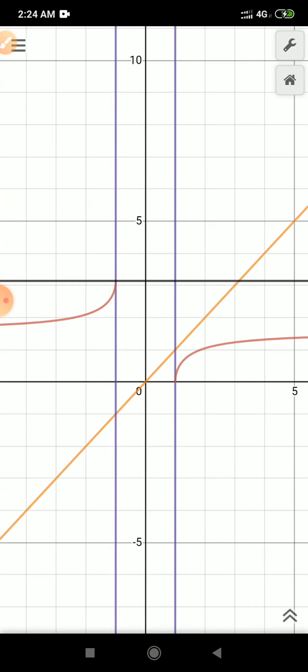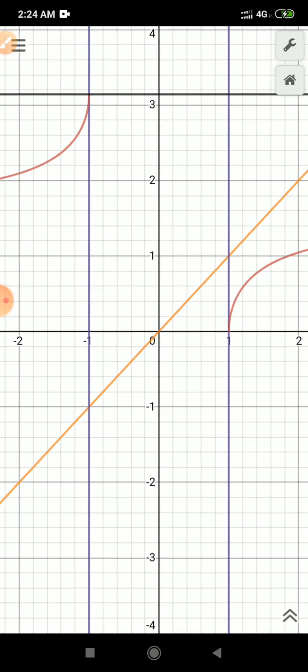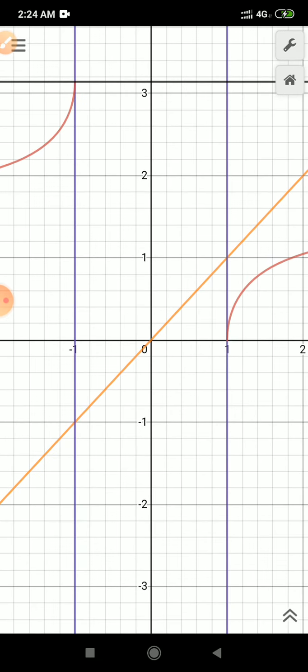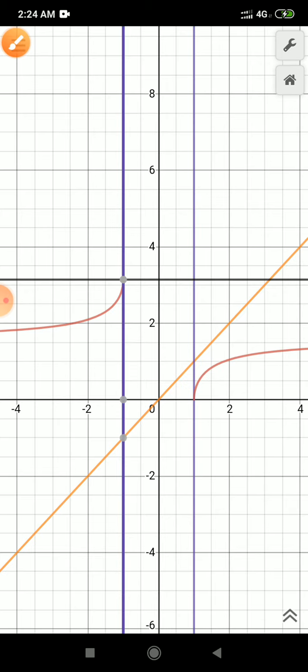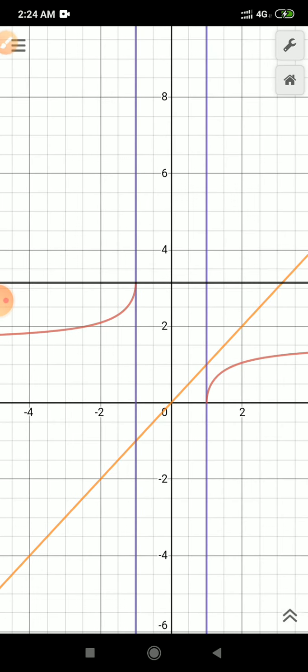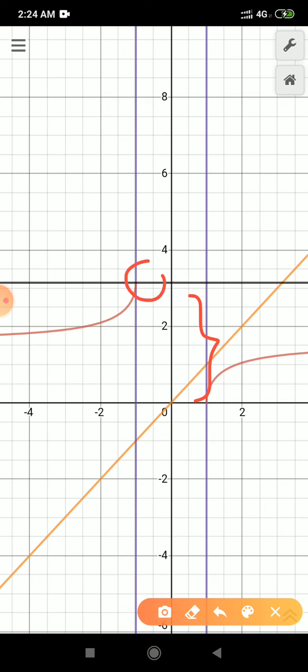See, between x equals to 1 and -1 the function has no trace, so it will not be in the domain, and you can see the whole function is defined only for this range, 0 to pi, because this line is pi, this point is pi.